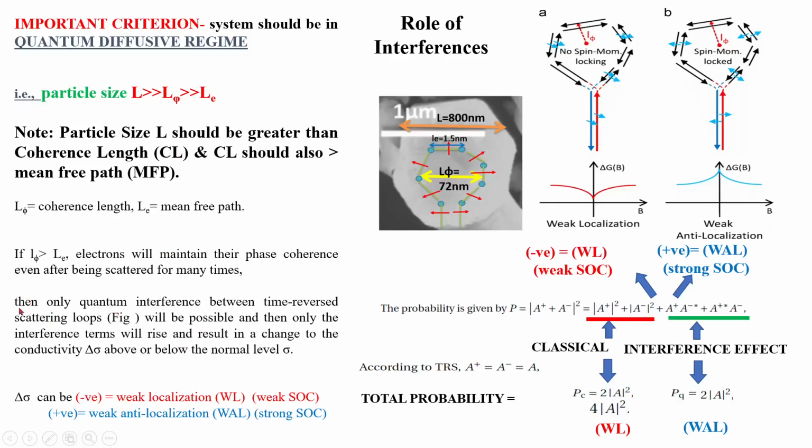So this is important: only then is there quantum interference between time-reversed scattering loops. If electrons cannot interfere with each other, there will be no quantum interference. On the basis of classical probability, we cannot explain this, because in classical probability there is a very high probability of the electron being found at a certain position. The electron resides only at a certain position, it cannot be here and there. So we cannot explain the probability of scatterings like weak localization and weak antilocalization signatures.